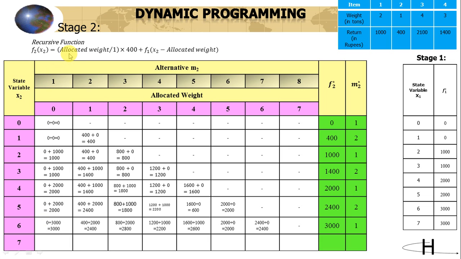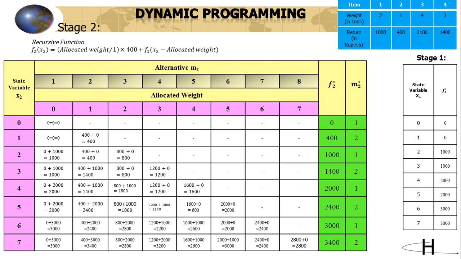Similarly, for x2 equal to 7, the values of the recursive function for the various weights allocated are 3000, 3400, 2800, 3200, 2600, 3000, 2400 and 2800. The best value of the recursive function is 3400. This 3400 is with respect to alternative 2. So in this way, stage 2 is completed.